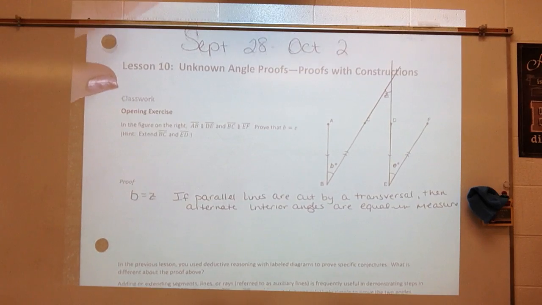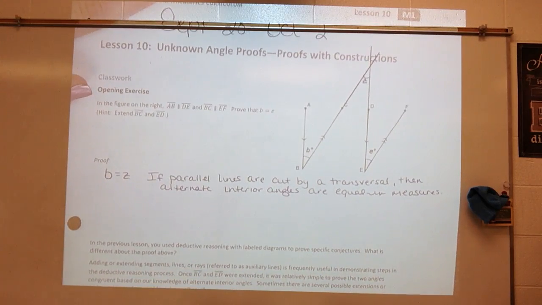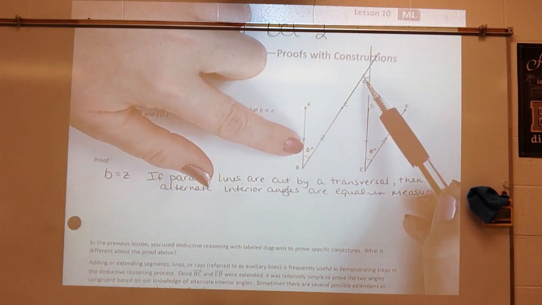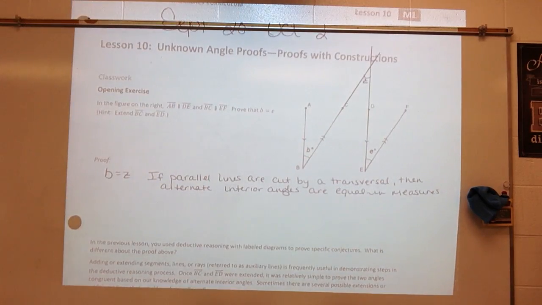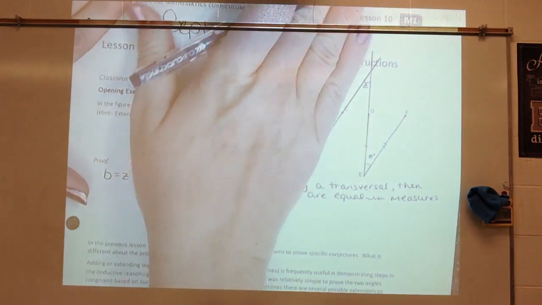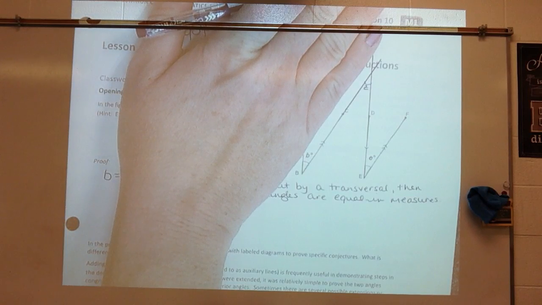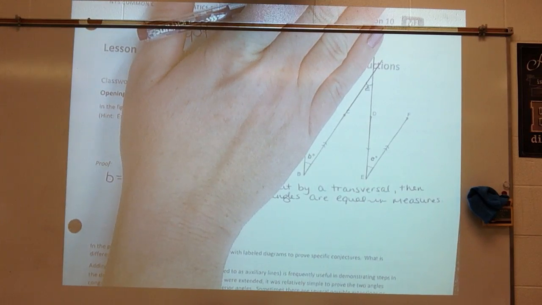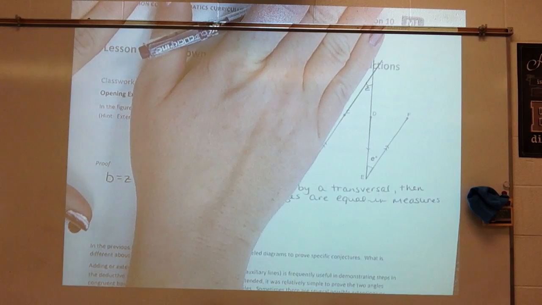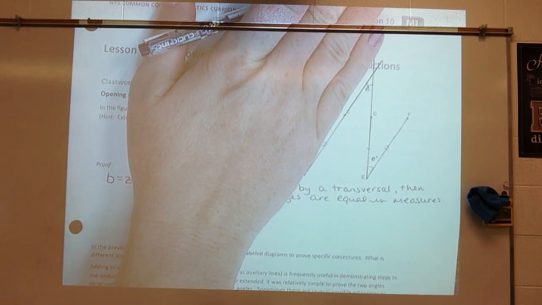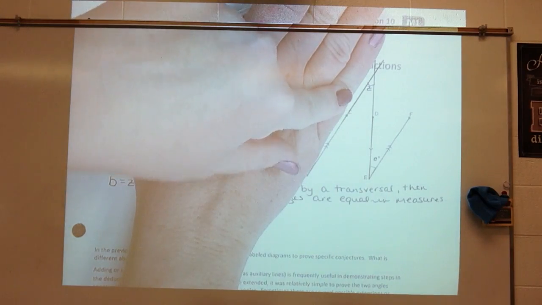So if parallel lines are cut by a transversal, then I know that alternate interior angles are equal in measure. So I've proven that angle B is equal to angle Z. Okay, so now let's flip over here and pretend like this part's not here and look at this. Because remember, my goal is to get to B and E. All right, so now I'm going to pretend like angle B is not there anymore. And let's look at this.